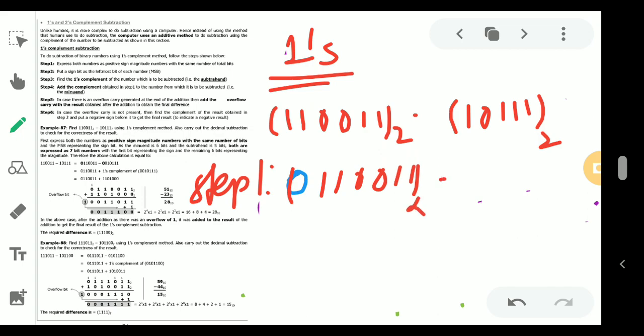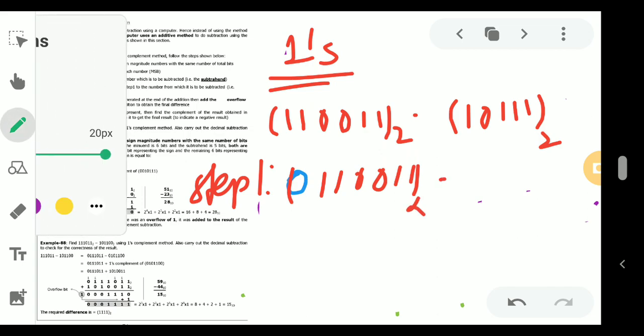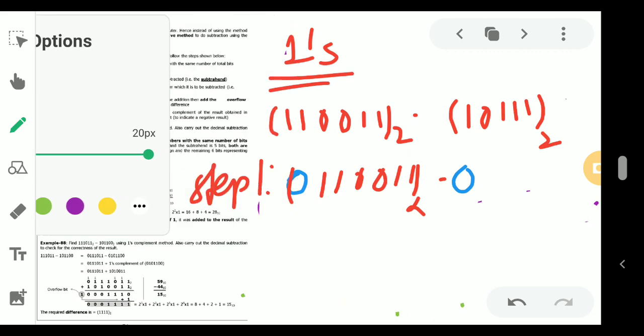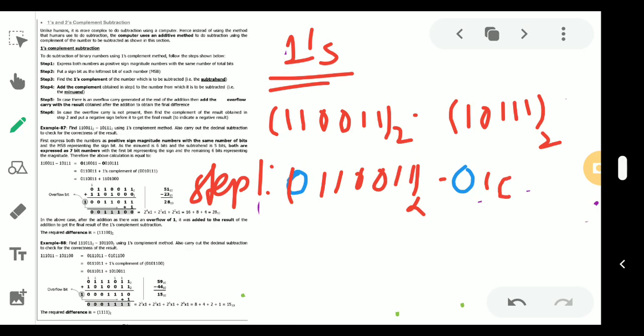Minus, and the second has 5 bits, and we need to make it positive as well. To make it positive, I have given the 0, and I am adding an extra 0 over there. Why? Because to equalize the number of bits. And then I will write all the other digits, that is 1 0 1 1 1. So now my first step is over.